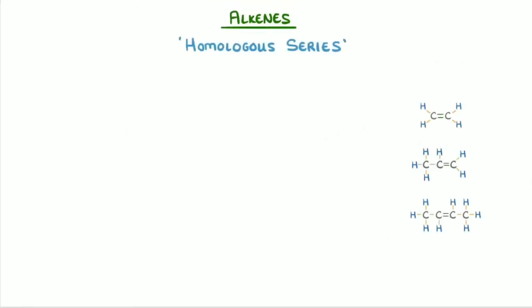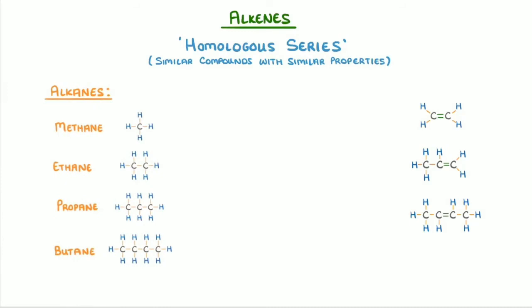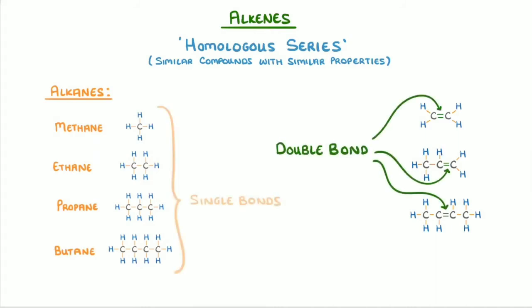Now, before we finish, we just need to point out that alkenes are another example of a homologous series. So a group of similar compounds with similar properties, just like alkanes are. And the only structural difference between these two groups is that alkenes have a double bond, while alkanes only have single bonds. So we can say that alkenes are unsaturated, while alkanes are saturated.